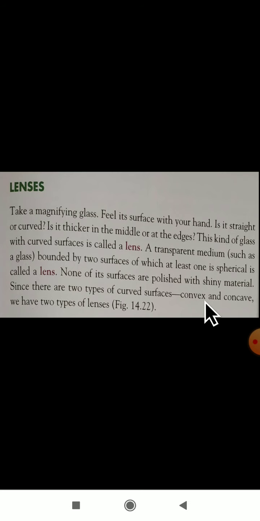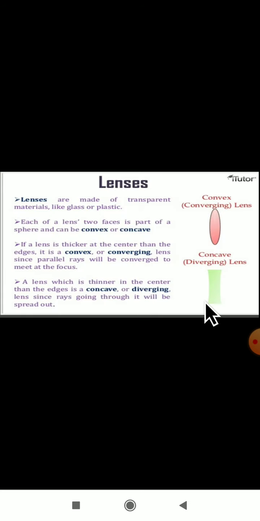See here, again we will look at the lens. This is a convex lens and this is a concave lens. In other words, we call them converging and diverging. Lenses are made of transparent material like glass or plastic. What are lenses made of? They are made of glass or another transparent material. Transparent materials are like glass, or it may be plastic also. Each lens has two faces, each a part of a sphere, and can be convex or concave.